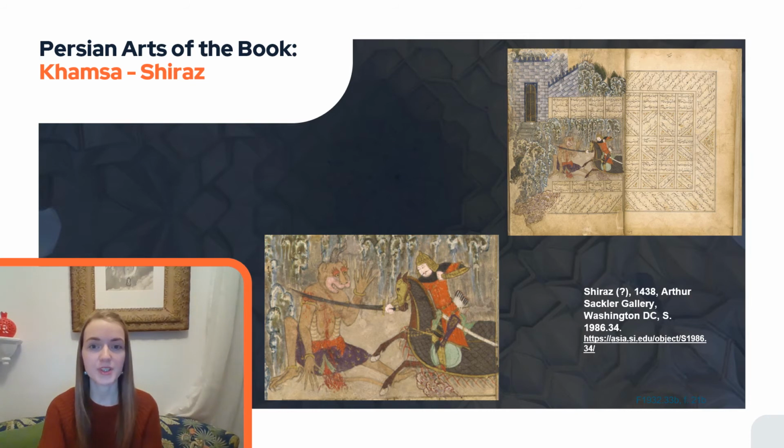Of course, there were different centers of production, like in the cities of Shiraz or Herat. Typical for Shiraz is the three-sided marginal column around the text block, which we've seen before in the anthology, here to the right. The painting to the left suddenly bursts out of the page and onto the margins.